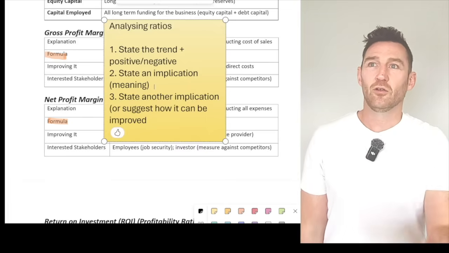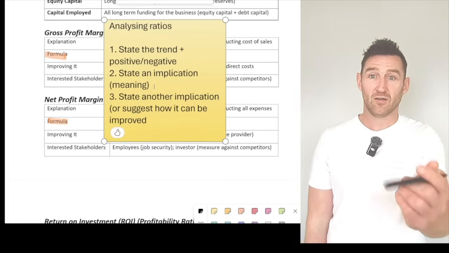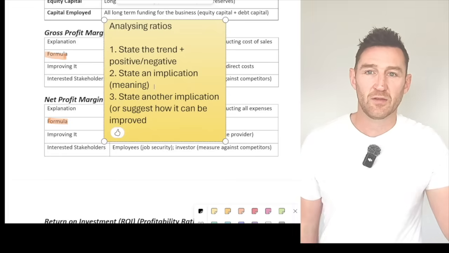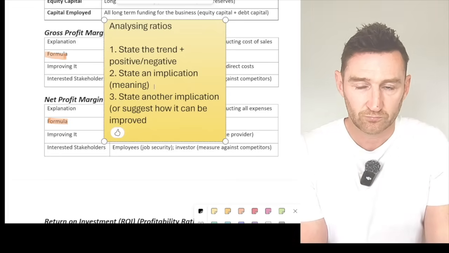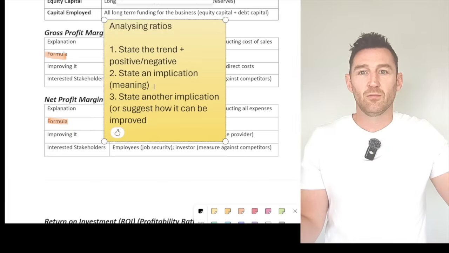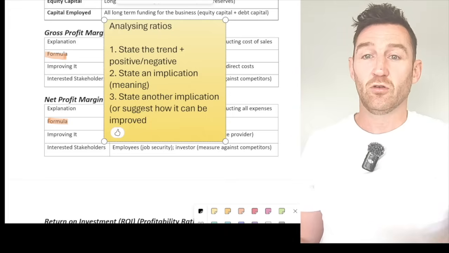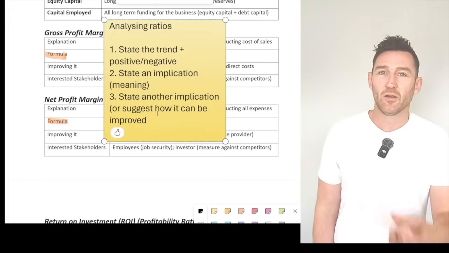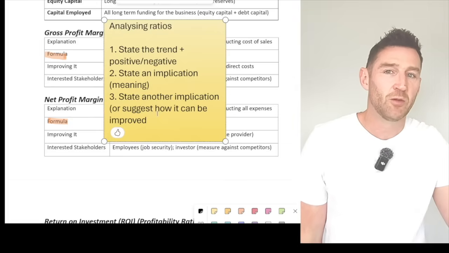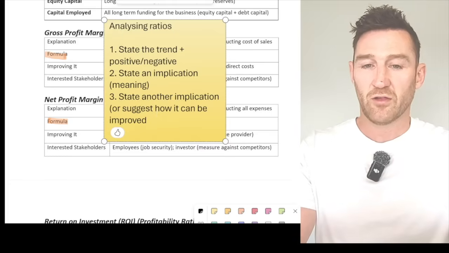So for the analysis part, state the trend, then state an implication. The gross profit margin has fallen from 10% to 5%. This is a negative trend. This might mean the business might struggle to attract investors in the future. Then if you can state another implication, that's good, or suggest a way it can be improved. This might be because the cost of raw materials is too high and they should find a cheaper supplier, something like that. If you can do that, you'll be more than covered for the analysis part of the questions.